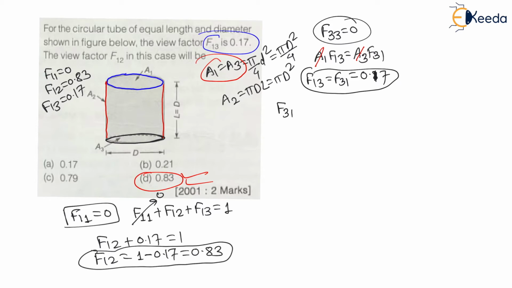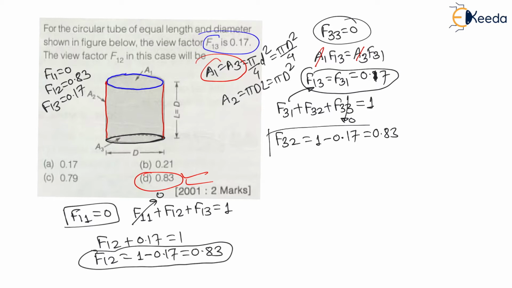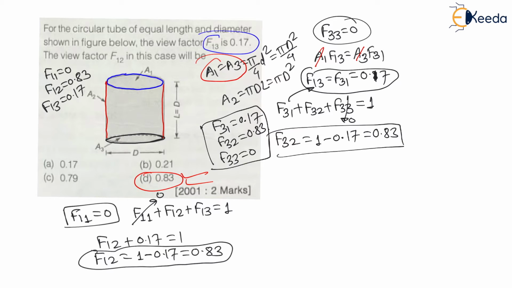That is F3 to 1 plus F3 to 2 plus F3 to 3 is equal to 1. Here F3 to 3 is 0 and F3 to 1 we have calculated. Therefore, F3 to 2 is equal to 1 minus F3 to 1, which is nothing but 0.17, therefore it is equal to 0.83. Therefore again for surface 3 we have calculated all the shape factors, that is F3 to 1 is equal to 0.17, F3 to 2 is equal to 0.83, and F3 to 3 is equal to 0. These are the three shape factors of surface 3.